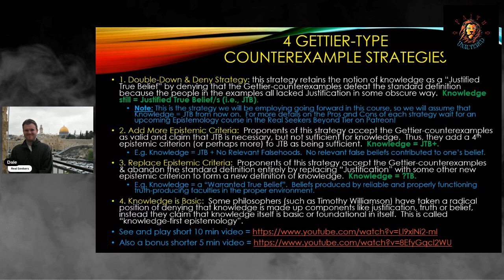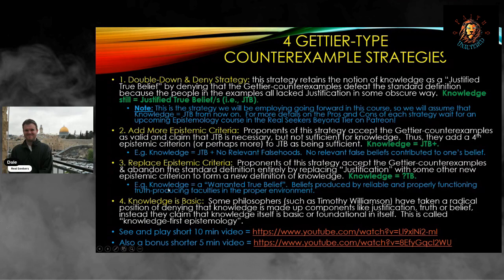And it's basically you've got to replace the justification epistemic criteria. So proponents say that, look, justified true belief is not necessary for knowledge. True belief is, but justification, throw that in the garbage. And they replace justification with some other epistemic criterion or criteria, if there's one or more epistemic criteria that are involved. And this forms a new definition of knowledge. So in this case, you can see knowledge equals question mark plus true belief.